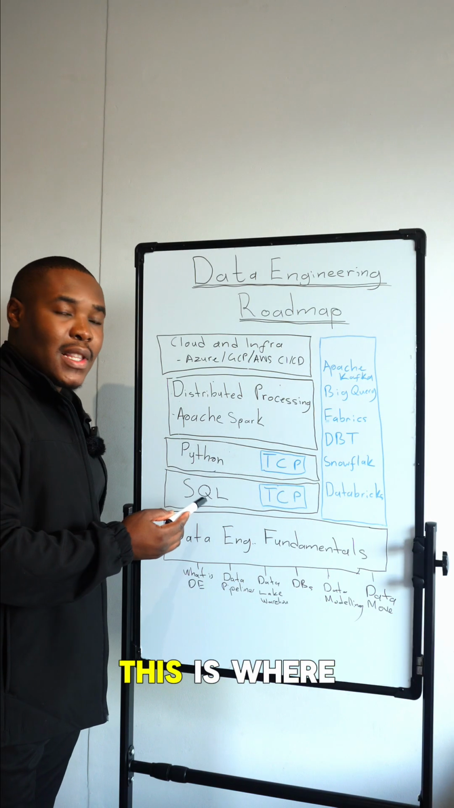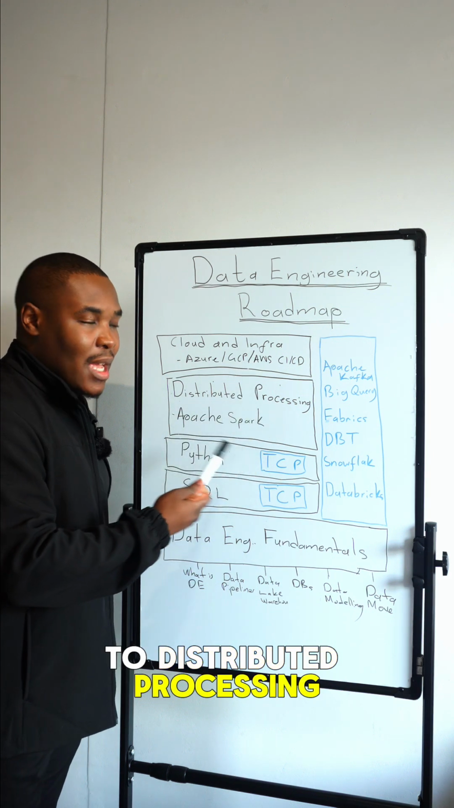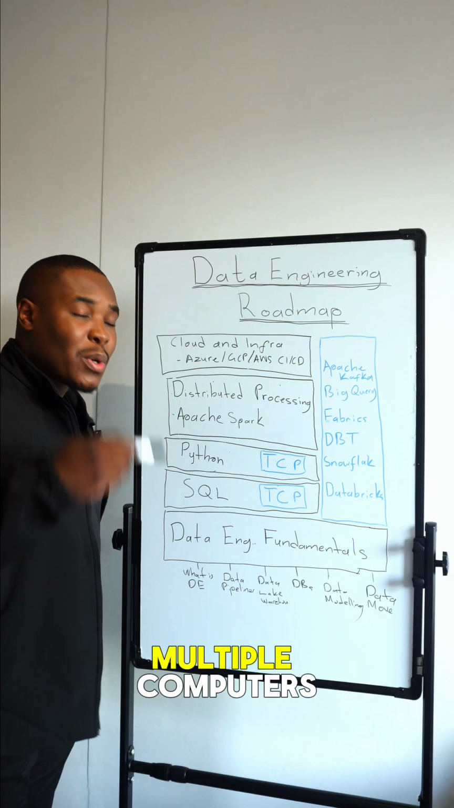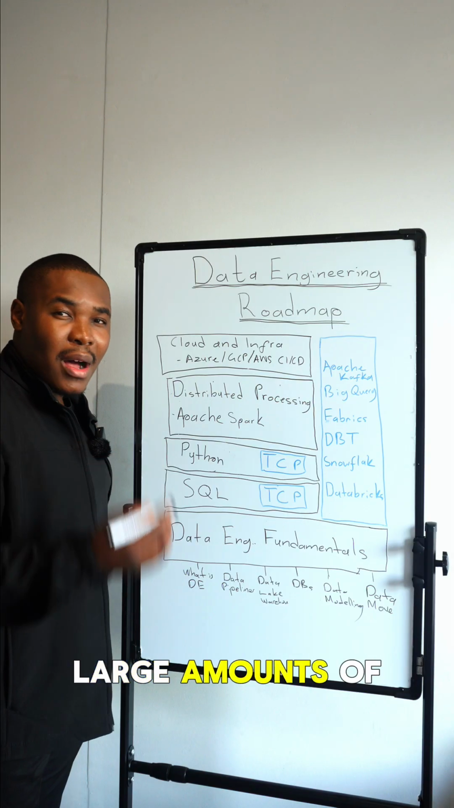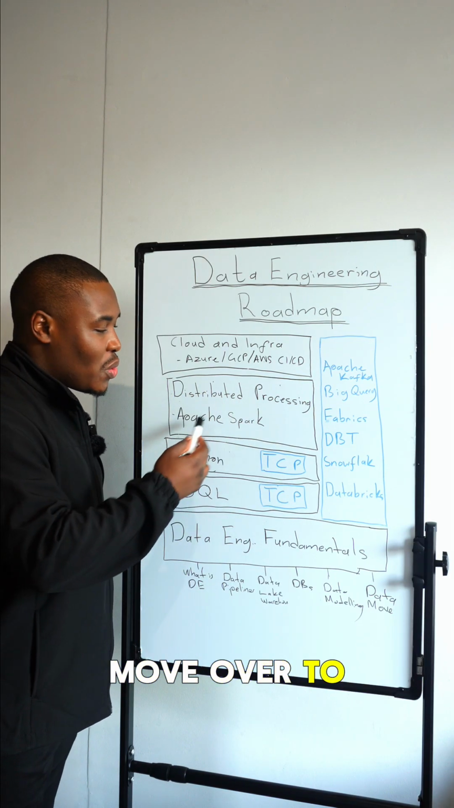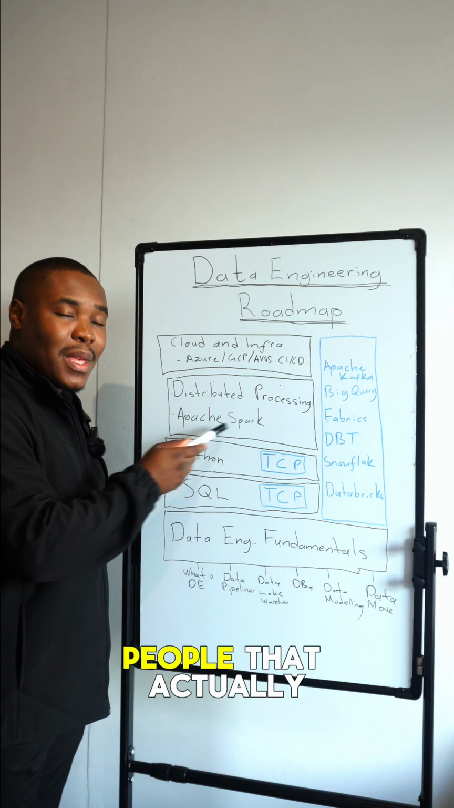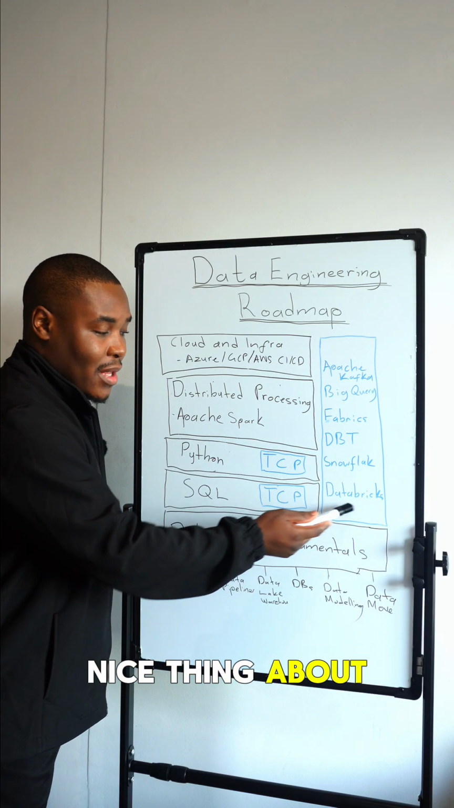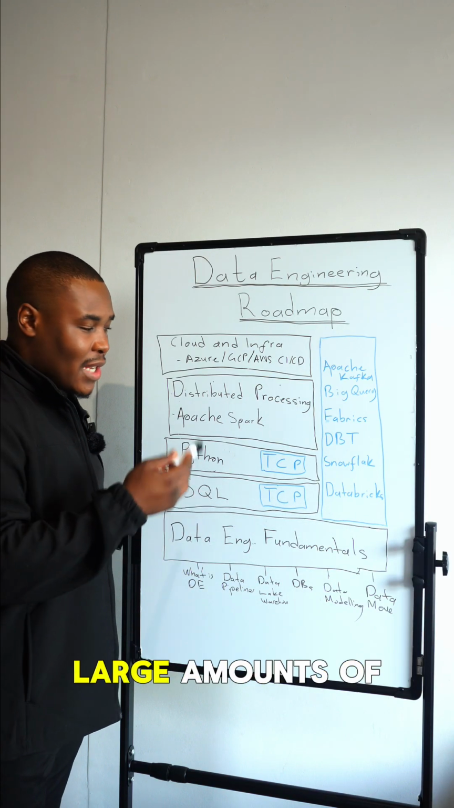So once you've mastered this, this is where you move on to the big stuff. This is when you move on to distributed processing. Now, distributed processing is when you learn how to process data using multiple computers. This is very useful, especially if you're working in an organization that processes large amounts of data. If you're working with data that is way too much, you have to move over to using Apache Spark, right? Now, the cool thing is that Databricks was actually built by the people that created Apache Spark. And the nice thing about this is that Databricks is built on that foundation, which is why Databricks is so good at processing large amounts of data.